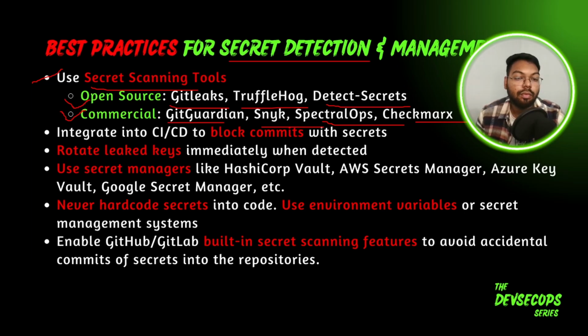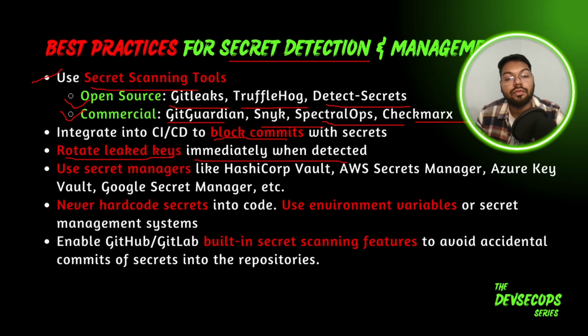Integrate into CI/CD to block commits with secrets. As I mentioned, if someone tries to push or merge any secrets into your protected branches, then you should block those particular commits. Okay. Then rotate leaked keys.